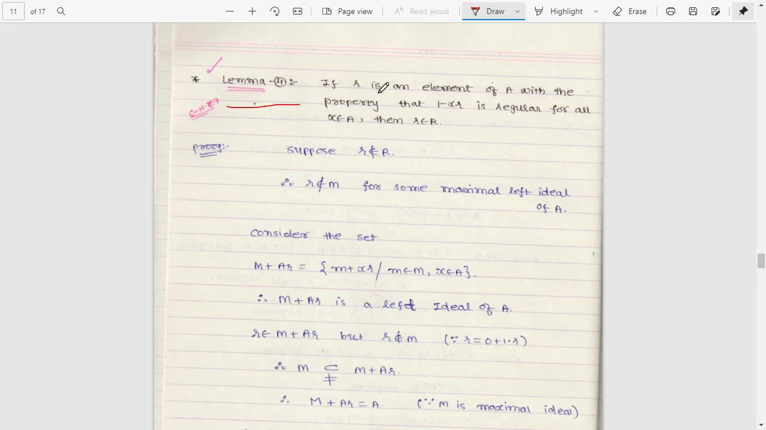Lemma 4: if r is an element of A with the property that 1 minus xr is regular for all x belongs to A, then r belongs to R. Now we suppose r does not belong to R. So r does not belong to M for some maximal left ideal M of A. Consider the set M plus Ar, equal to m plus xr such that m belongs to M and x belongs to A. So M plus Ar is a left ideal of A, but r does not belong to M.